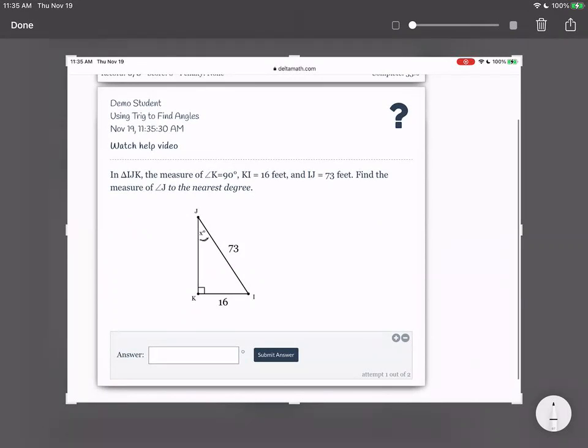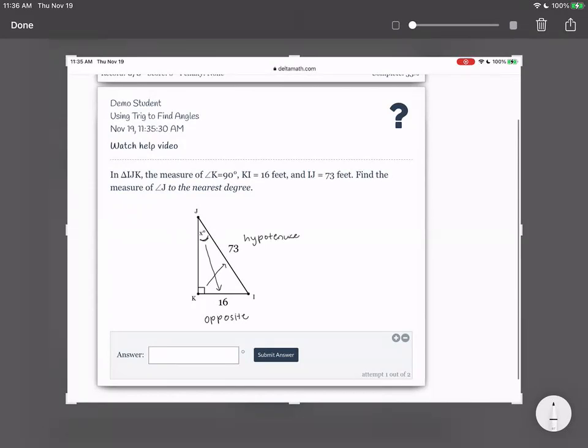Angle J is over here. They label it with an X, so we're going to use X. Okay, so that is our reference angle. And we have the 16. What is the 16? Well, if I draw a line directly across from X, I will end up at 16. That means it is opposite of our reference angle. That means 16 is our opposite side. And what about the 73? Well, it's directly across from the right angle. That makes it the hypotenuse.